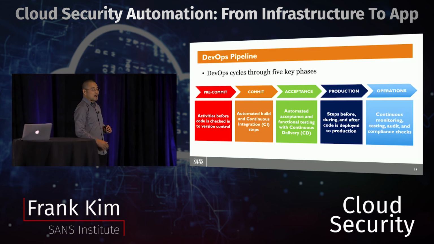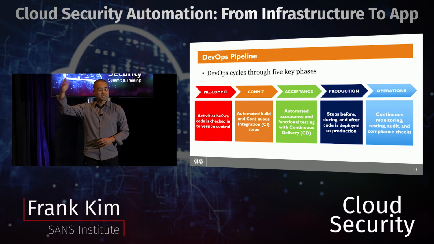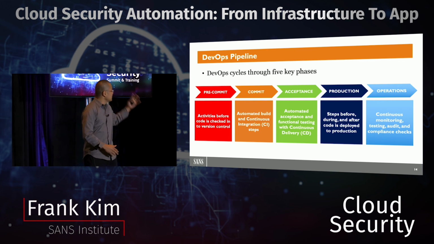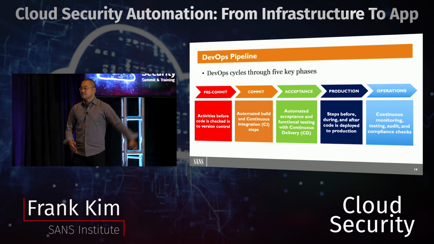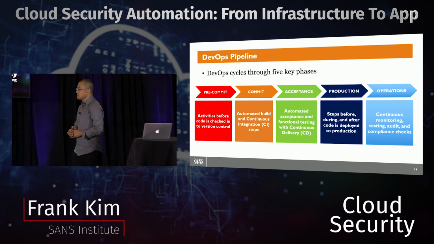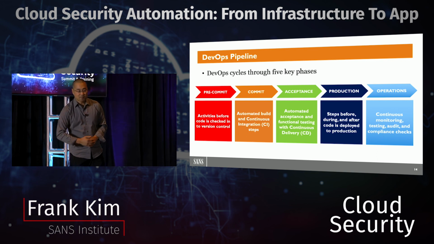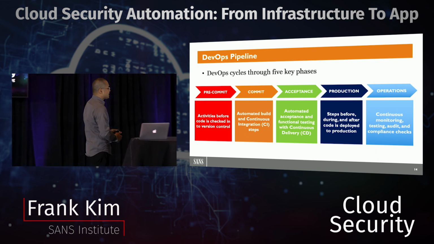Now, the way that we think about the DevOps pipeline, this factory floor, if you will, to get new systems and applications out the door, is thinking about these 5 different DevOps pipeline phases: pre-commit, commit, acceptance, production, all the way to operations, running your systems, running your applications in production itself.